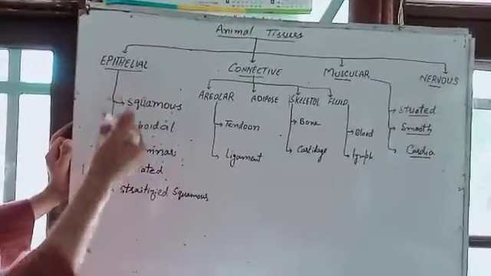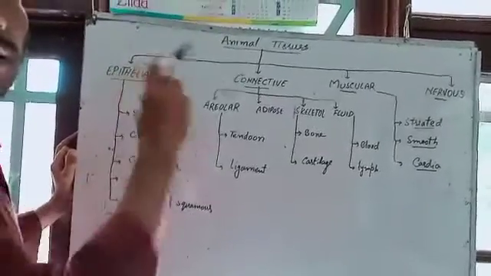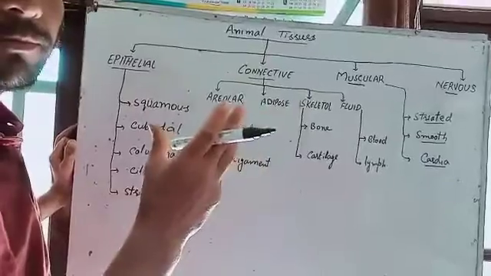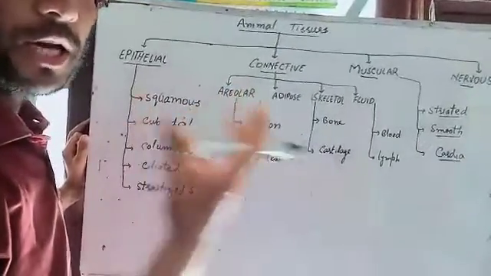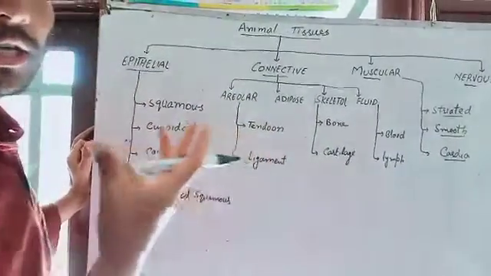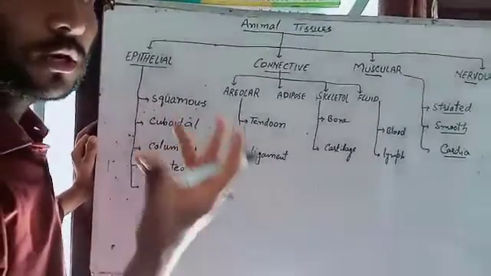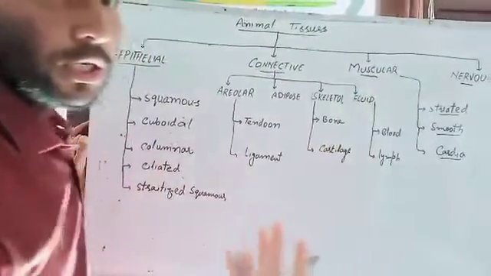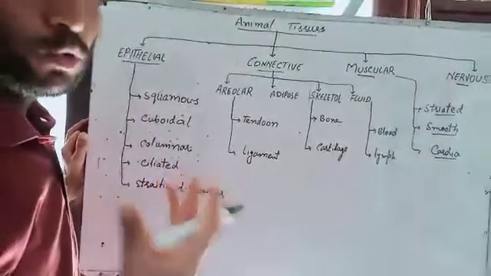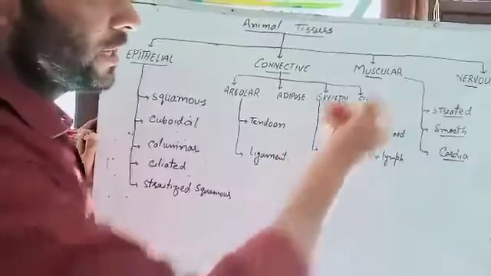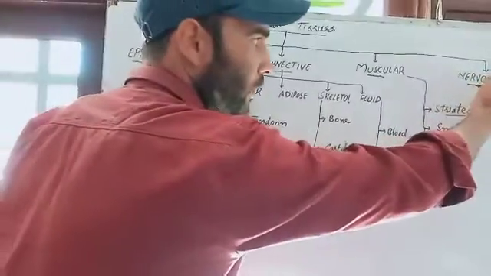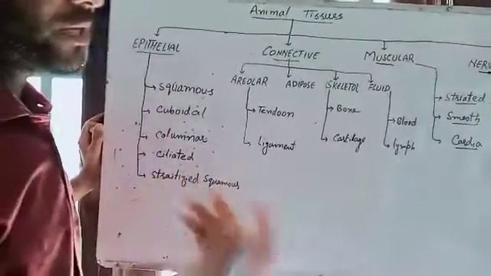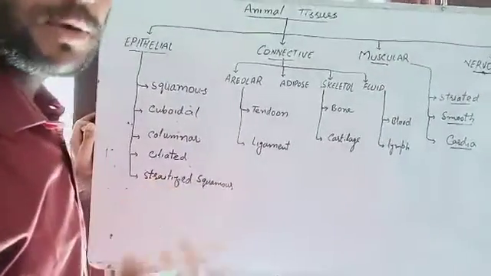Epithelial tissue usually covers the body surfaces. Connective tissue connects the different types of tissue systems, or connects the different types of tissues or body cells. Muscular tissue provides movement to the body. And the nervous tissue is usually meant for carrying messages and responding to stimuli.